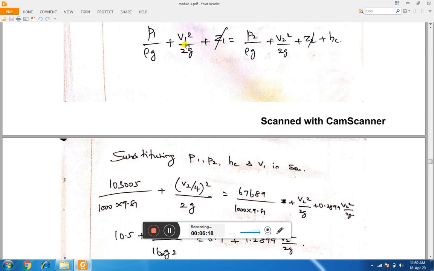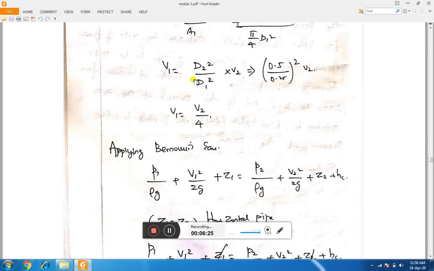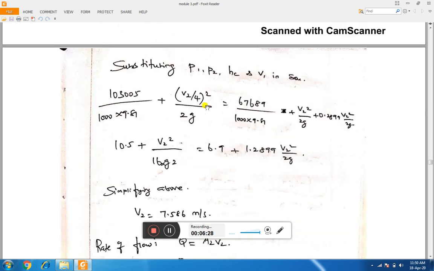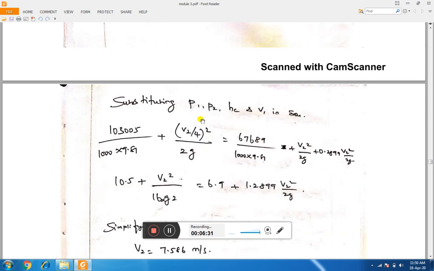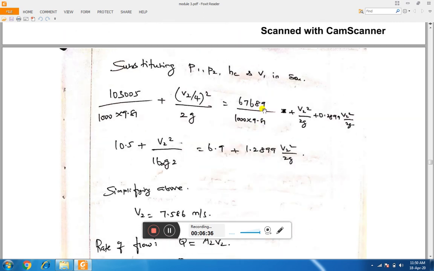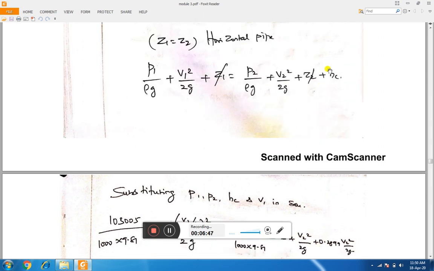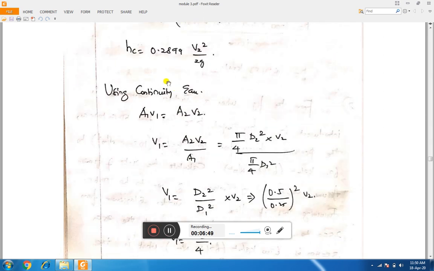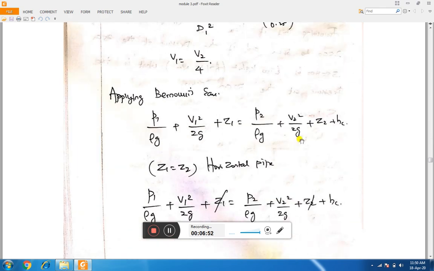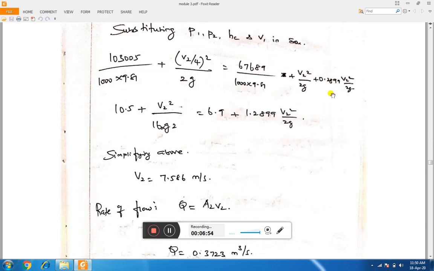So we are substituting v1 in terms of v2 because v1 and v2 both are unknown. So now we are calculating v2 first. So v1 equal to v2 by 4 from this expression. So v1 equal to v2 by 4 whole square divided by 2g for this one, equal to p2. P2 is given in the problem. So substitute again in terms of Newton per meter square, plus v2 square by 2g, substitute as it is, do not convert it, plus hc. hc we have already calculated here, 0.2899 v2 square by 2g. So substitute that as it is.